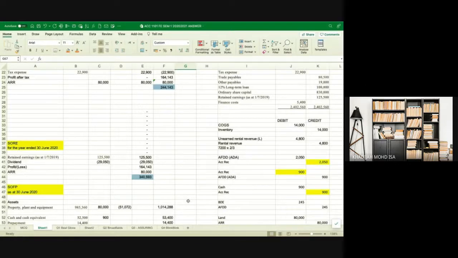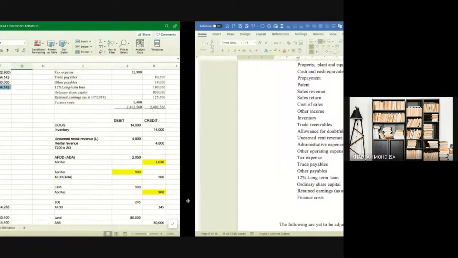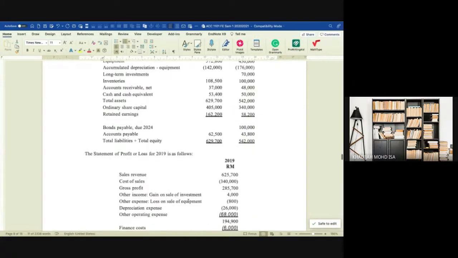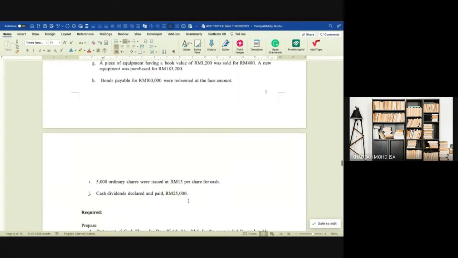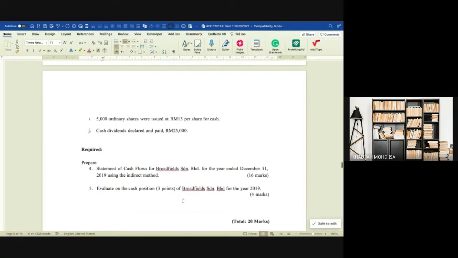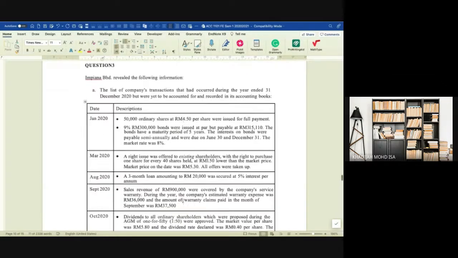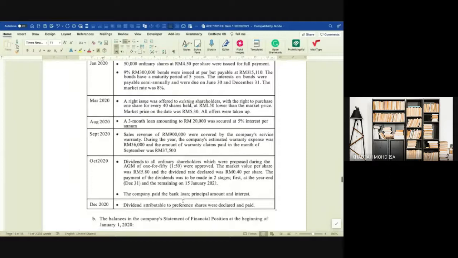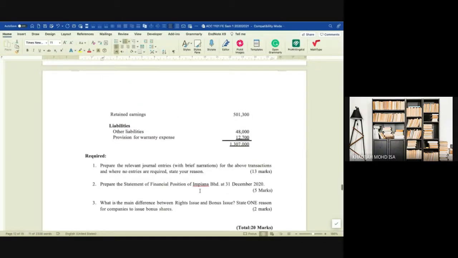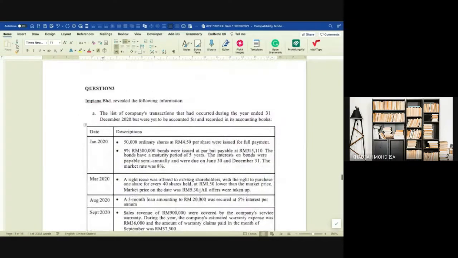All right, so I will stop here for question number 1. And in the next class, I will discuss question number 2. This is a statement of cash flows. We have done this, right? Done. Question number 3 is on shares and liabilities. So what you are required to do are journal entries for the shares and liabilities, the financial position, and the difference between rights issue and bonus issue. So we'll only look into question number 3 in the next class.